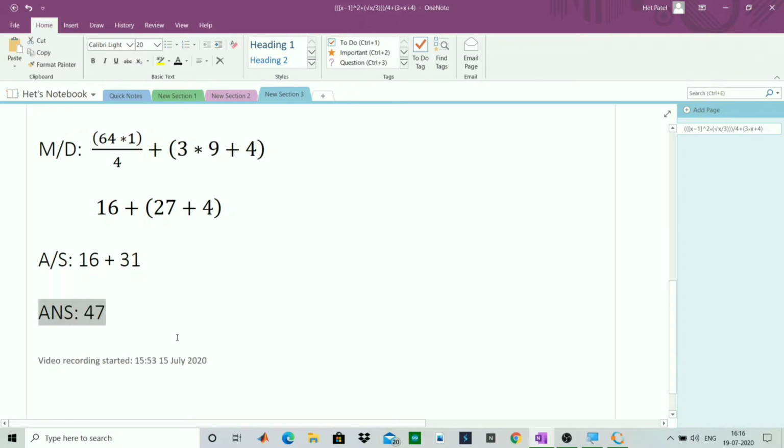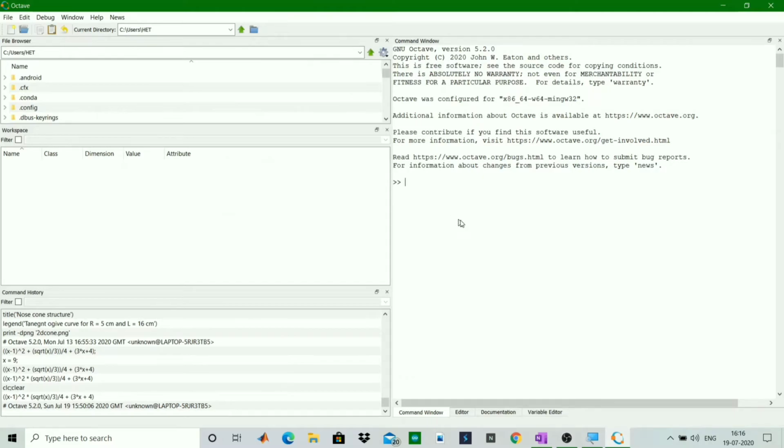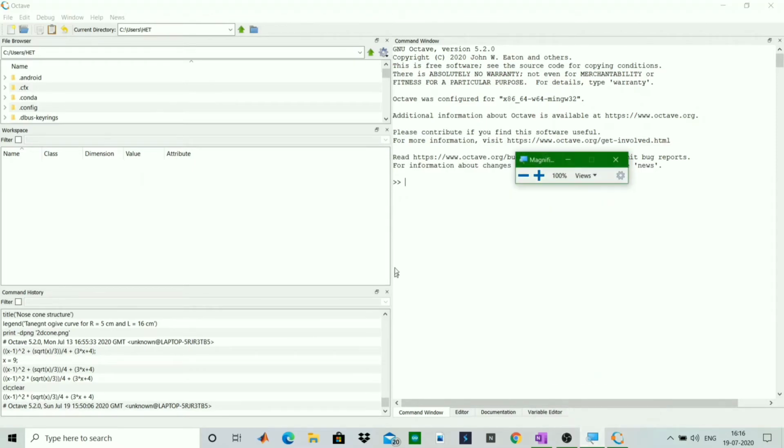So now we'll be heading on to Octave to see how we may type in the expression and get an output, and to check whether the answer would be the same or not. So let's head on. So this is an Octave window as we have seen before. If you want to know more about it, watch my previous videos.